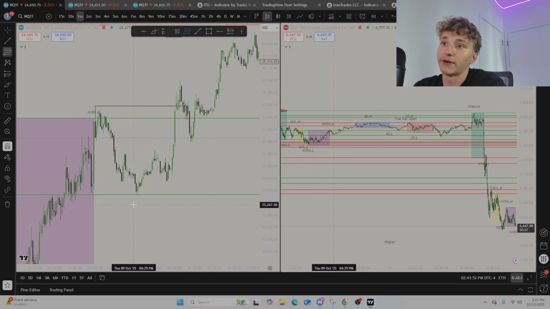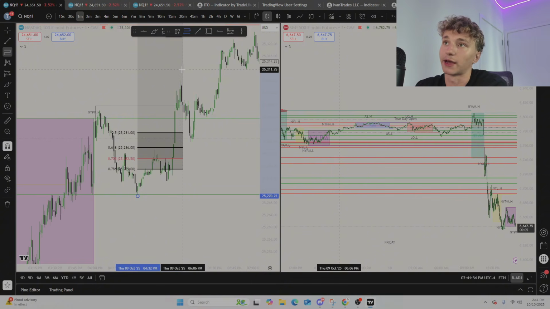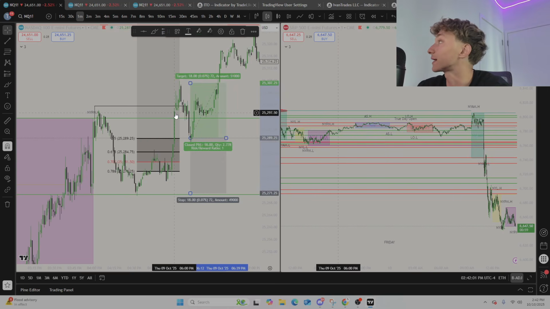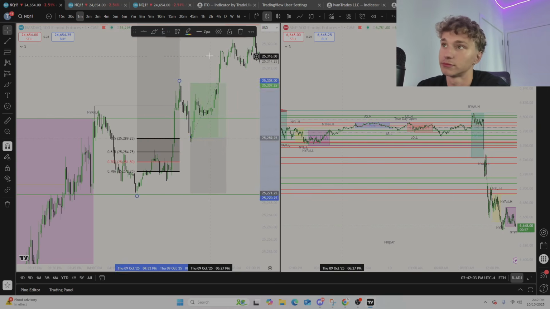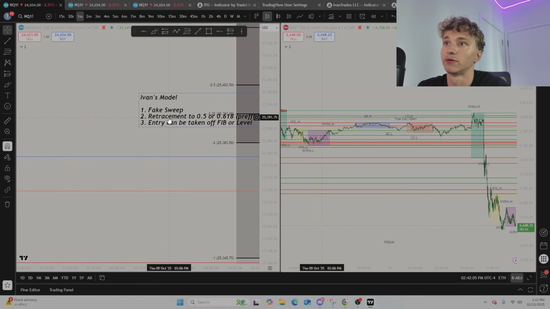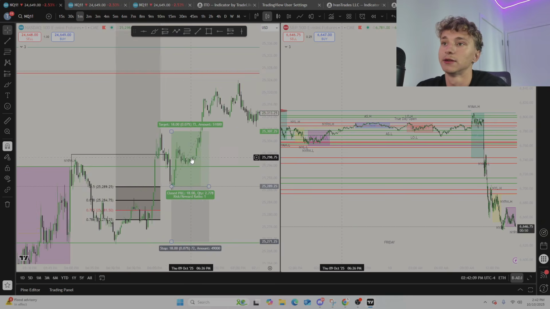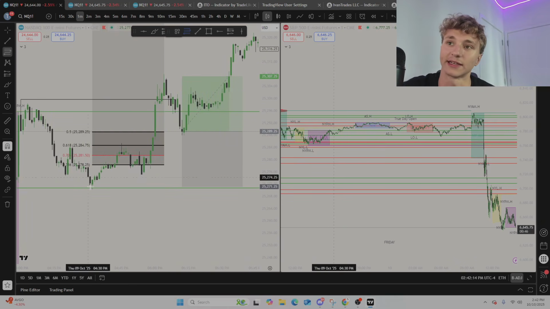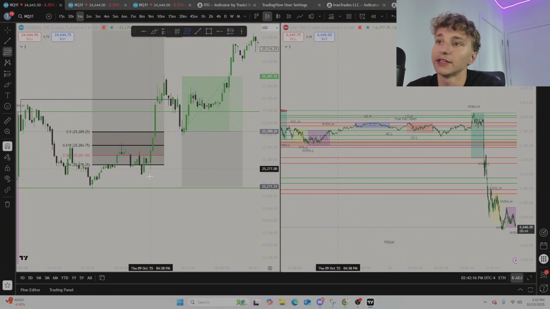Instead, what you want to do is you can do one of 2 things here. You can take this fib and you can take this low to this high. That's going to give you 0.5 right here at 289. And if you take a look, we pulled back to 0.5 of the range. Ivan's model, retracement to 0.5 or 0.618. Next, you could have also taken, and this is the one that I took, I didn't take this one, right? I took this low to the same high, right?